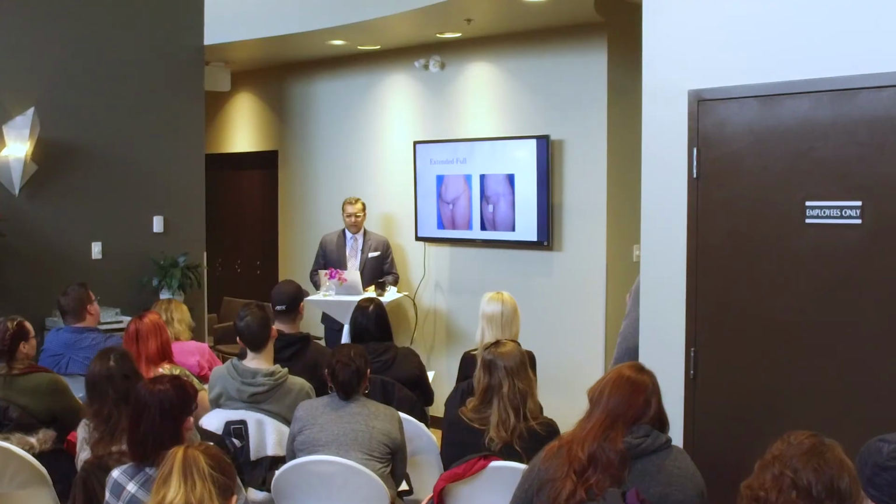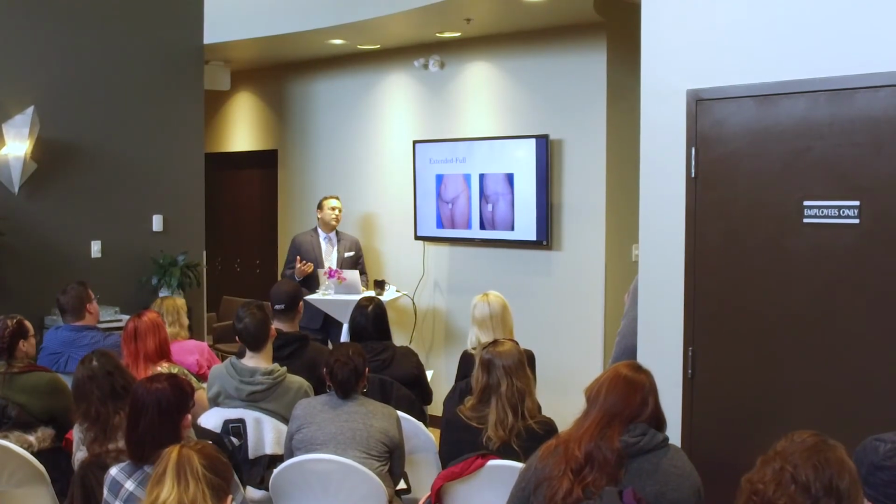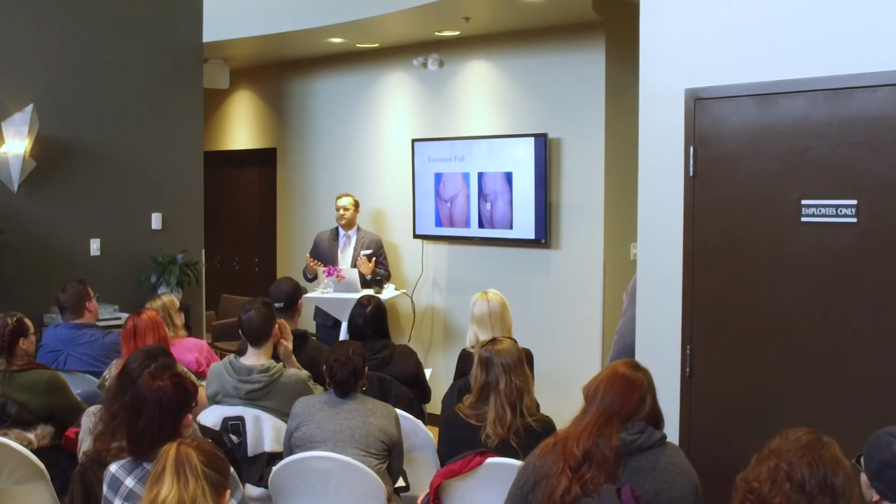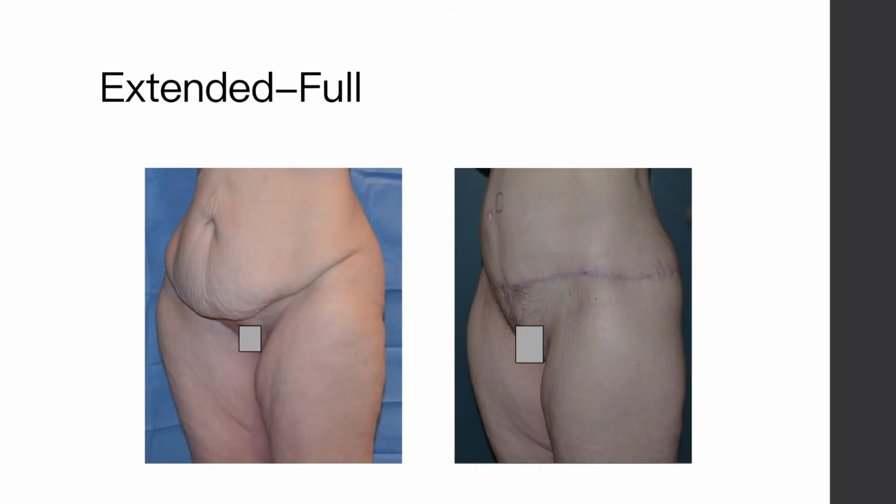An extended full tummy tuck is typically the one if someone just has more vertical excess. Because of the amount of excess, we have to go beyond just a normal full tummy tuck. We actually have to go a little bit beyond, more towards the flank area in order to get out that excess. Often what we'll do is pull it out laterally to help minimize the amount of laxity that someone might get in the middle.